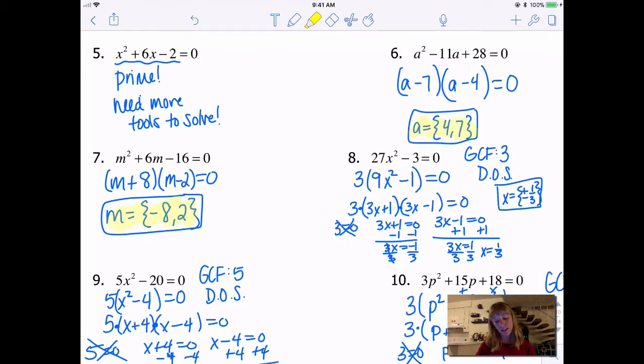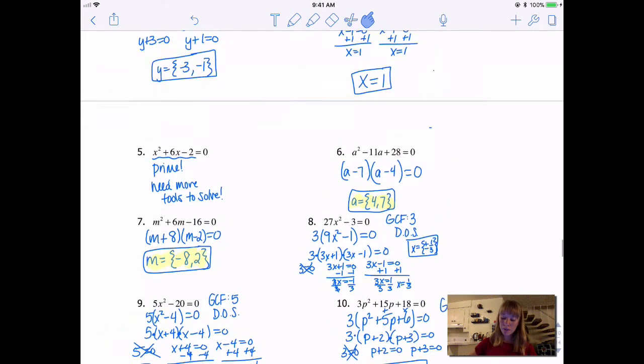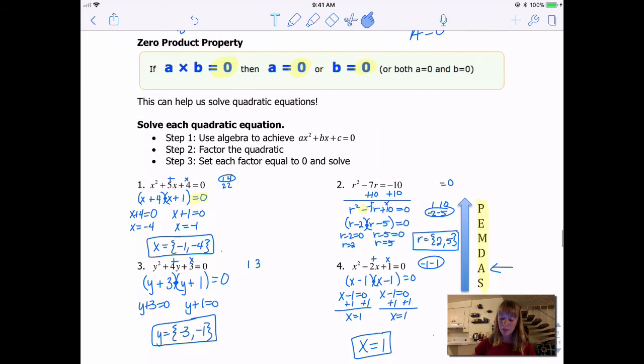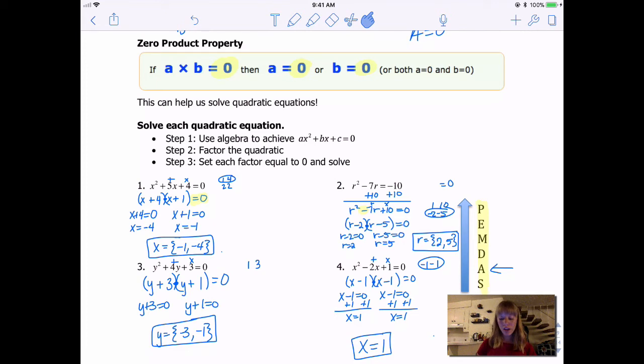And then finally, number 7, we can factor that as well. It factors to m plus 8 and m minus 2 equals 0. So our 2 answers are m equals negative 8 and m equals 2. So that is our 0 product property when we have some factoring to do.